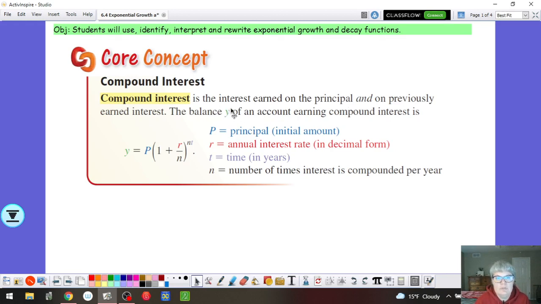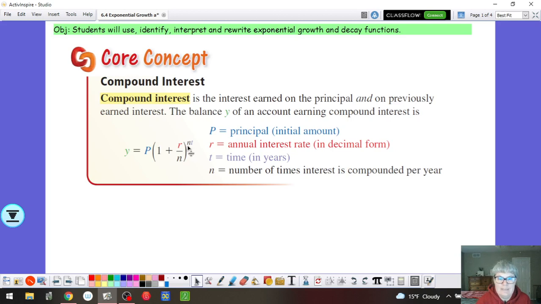So compound interest is the interest earned on the principal. Principal is the initial value, and on any previously earned interest. The balance y of an account earning compound interest is found with this formula. Y, which is the final amount, equals P, the initial amount, or the A in our exponential growth and decay functions, times 1 plus R, the annual interest rate in decimal form, over N, the number of times interest is compounded per year, raised to the NT power.